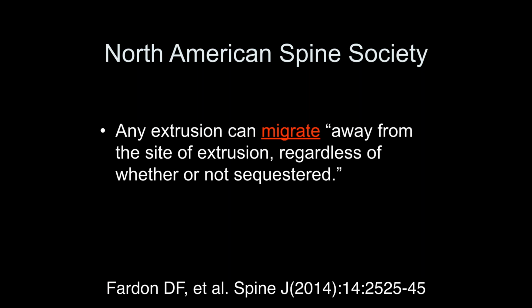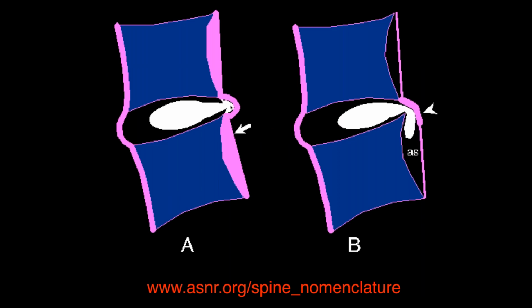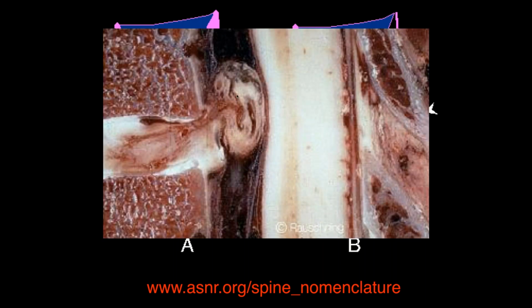Okay. So the next is migration, where the nuclear material can move away from the site of extrusion. And here we can see, here's a non-migrated disc, and here we can see migration of the nuclear components external to the posterior longitudinal ligament going inferiorly from the disc. And this is what it looks like on gross specimen here. Here you can see the nucleus pulposus extruding out where it's contained by the posterior longitudinal ligament, but no longer contained by the annular fibers.